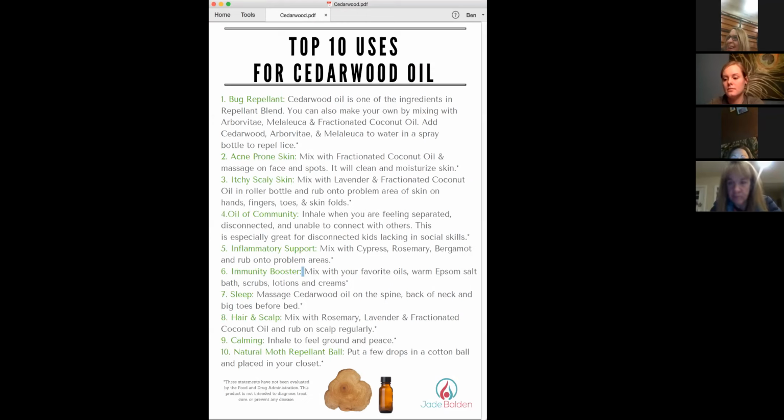It's good in, like I said, a cologne. There are a few cologne recipes that we have that have cedarwood in them. It's a very musky oil that smells good.